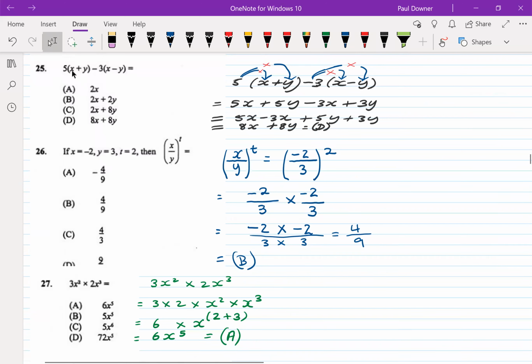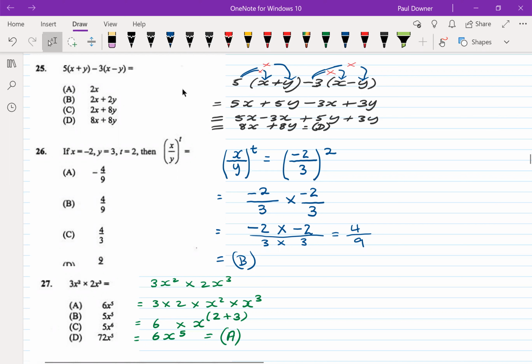The next one is number 25, right? And in that one, they really wanted you to use the distributive law. So let's see. This 5 has to be multiplied by x. This 5 has to be multiplied by y. So you see it here: 5 is multiplying by x, 5 is multiplying by y. Let's do that. 5 by x is 5x. 5 by y is 5y.